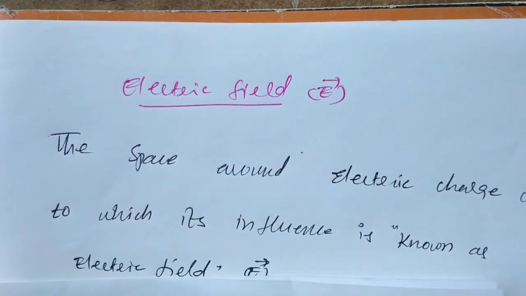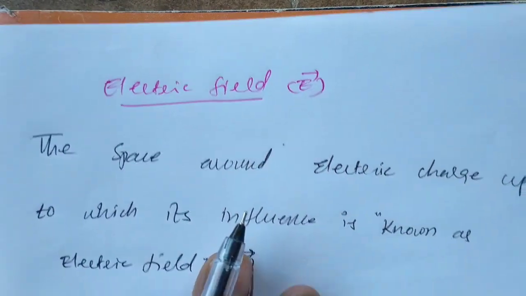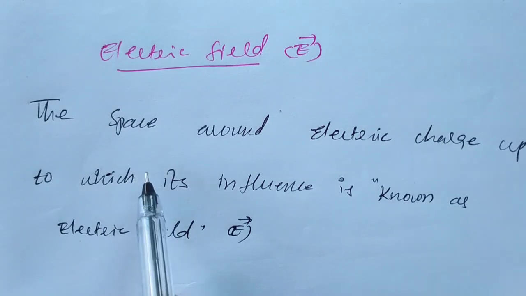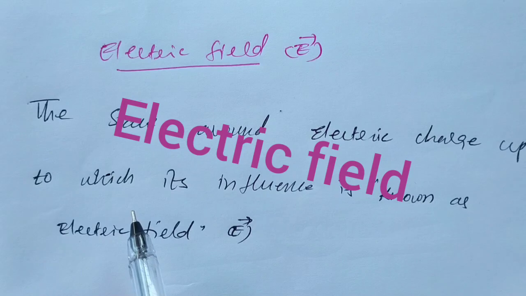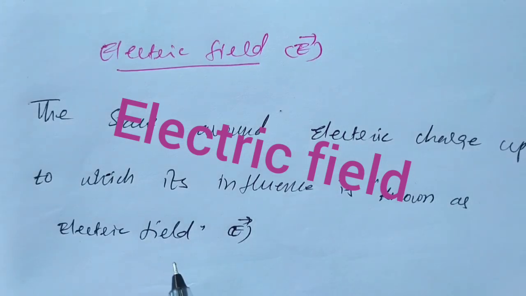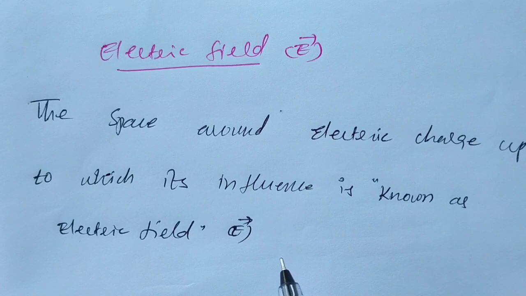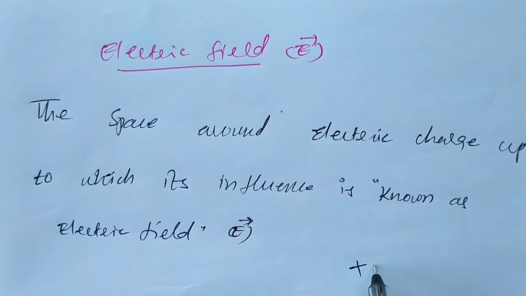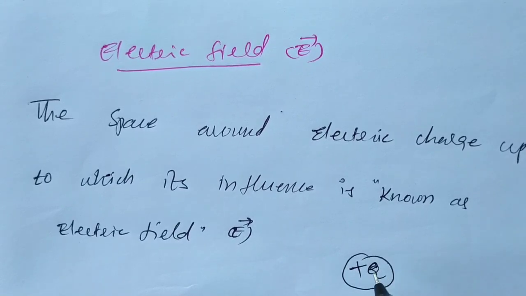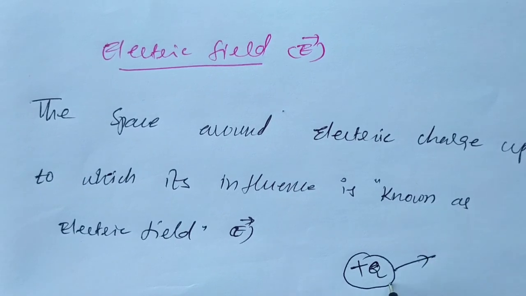Now we will discuss electric field. Electric field is nothing but the space around the electric charges up to which its influence is felt. Here we take a plus q charge. Plus q charge is there. That is a source charge. Source charge means it produces the electric field.